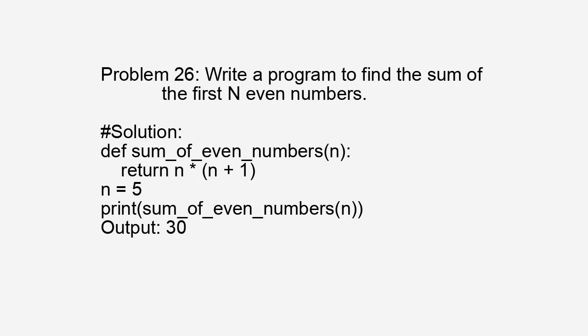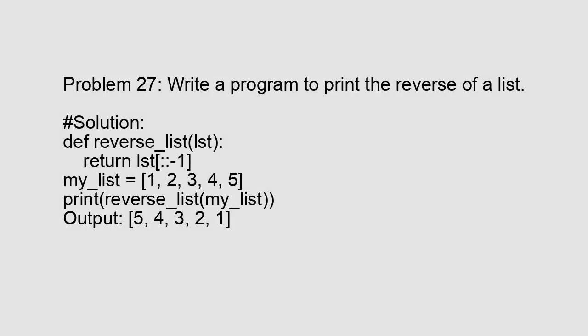Problem 26. Write a program to find the sum of the first n even numbers. Solution: def sum_of_even_numbers(n): return n * (n + 1). n = 5. print(sum_of_even_numbers(n)). Output: 30.